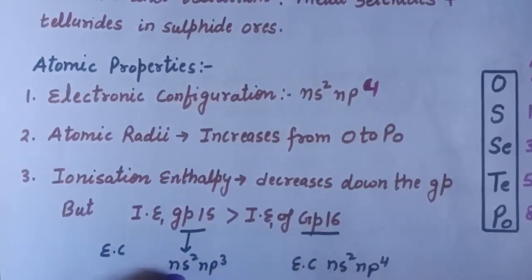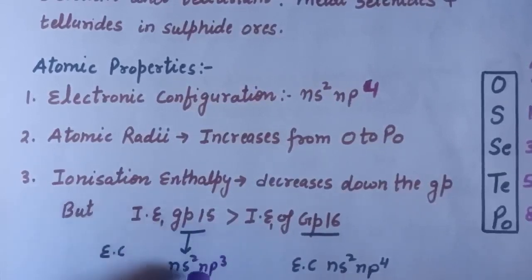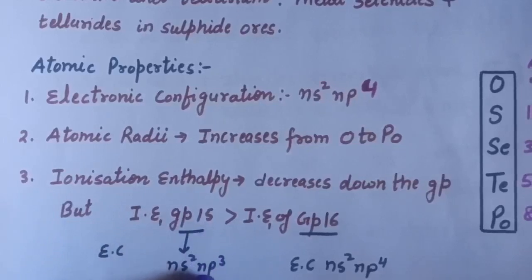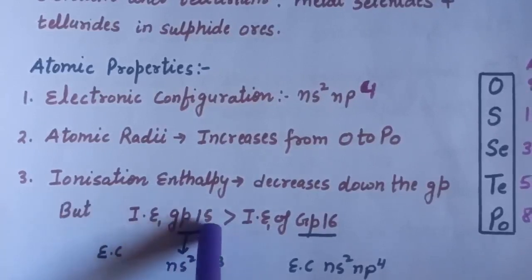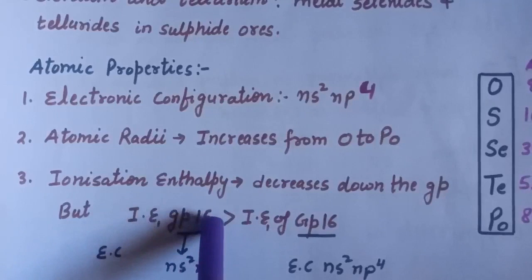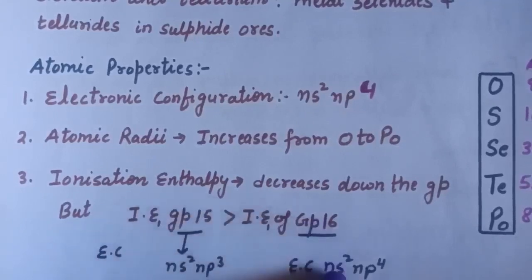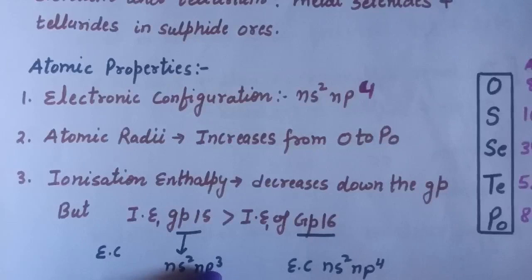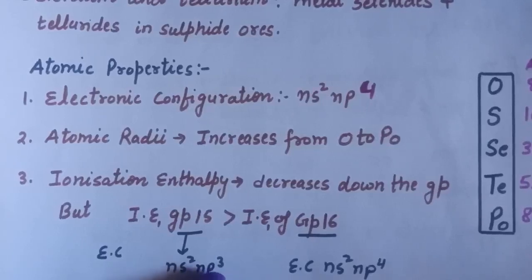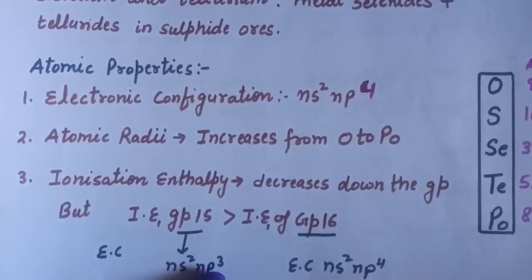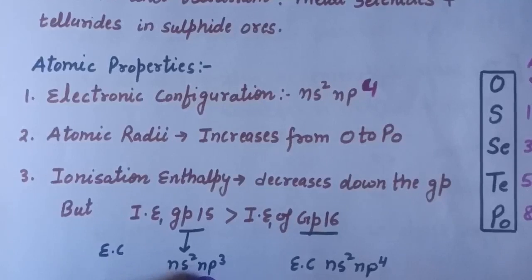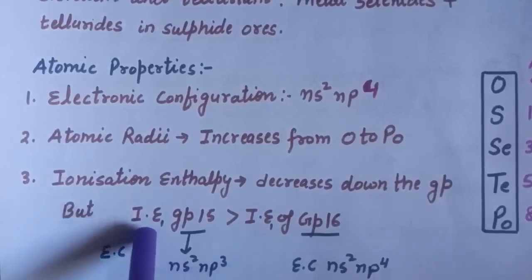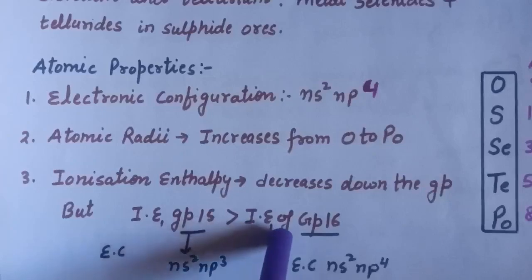So this is the stable half-filled configuration, and therefore it is difficult to remove the electron from a half-filled stable configuration. That is why the first ionization enthalpy of group 15 is more as compared to group 16, because in p subshell we have 3 orbitals, and here the p orbital is half filled, and therefore it is difficult to remove the electron from a half filled stable configuration. This is the reason that ionization enthalpy of group 15 is more as compared to group 16.